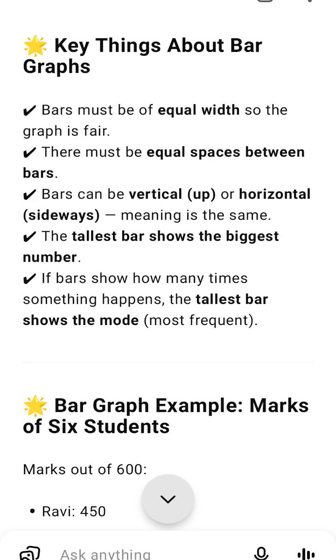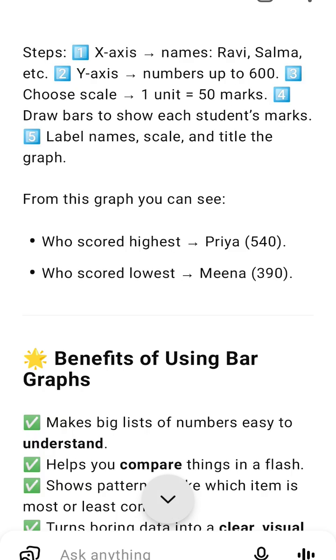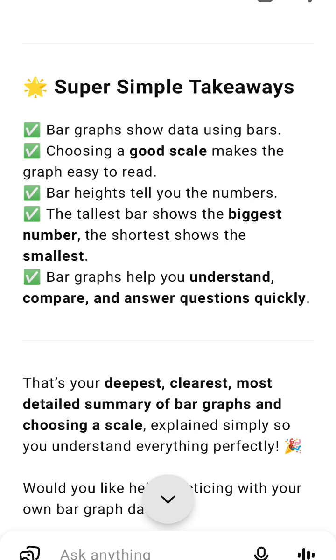Super simple takeaways. Bar graphs show data using bars. Choosing a good scale makes the graph easy to read. Bar heights tell you the numbers. The tallest bar shows the biggest number. The shortest shows the smallest. Bar graphs help you understand, compare, and answer questions quickly. That's your deepest, clearest, most detailed summary of bar graphs and choosing a scale, explained simply so you understand everything perfectly.